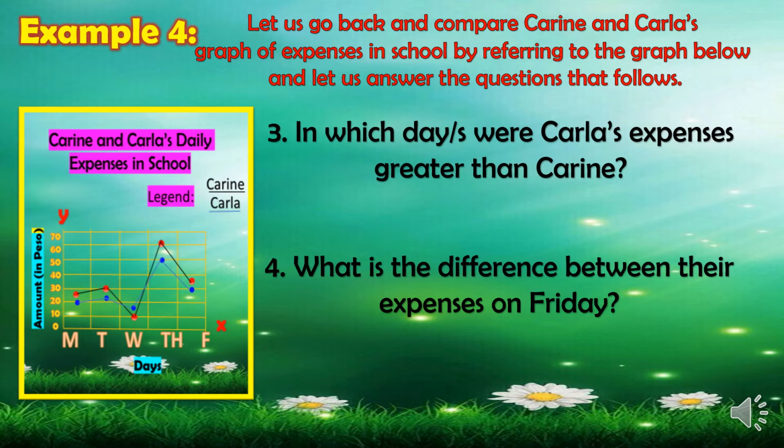Okay, so for number 3, let us answer. So the answer is Wednesday, because last Wednesday, Karin's expenses is 10 pesos, while Carla's expenses is 15 pesos. So that means Carla's expenses is greater than Karin's on that day. And then for number 4, what is the difference between the expenses on Friday? So the answer is 5 pesos, because Karin's expenses is 35 while Carla's expenses is 30 pesos, so their difference is 5 pesos.